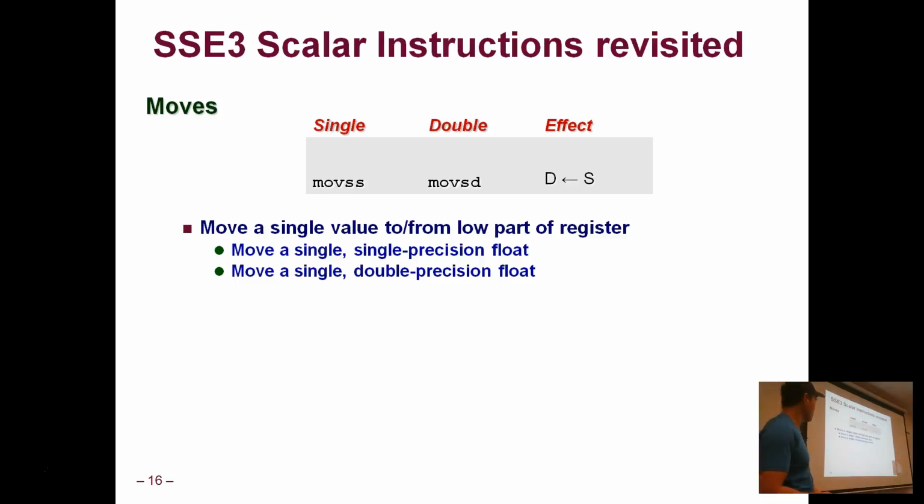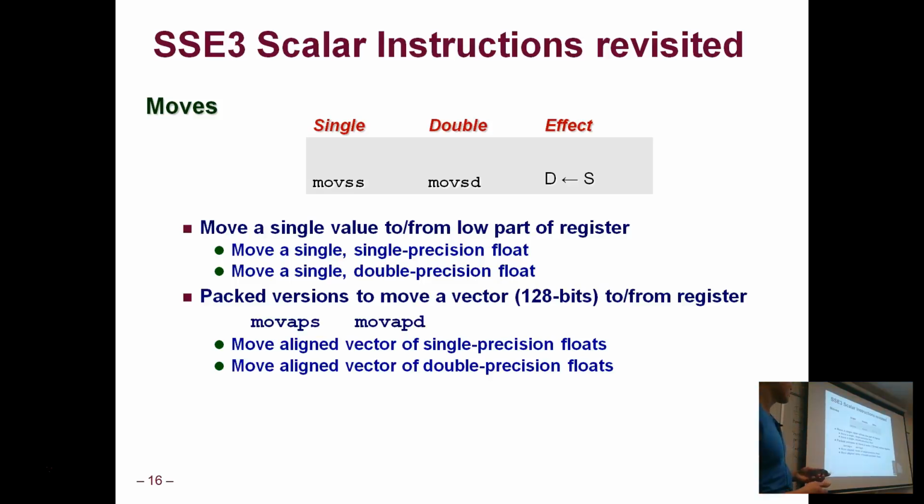Okay, so let's revisit these instructions for the vectorized versions. So MOVSS, scalar single precision, MOVSD, scalar double precision. The vectorized version of this is move aligned packed single precision, move aligned packed double precision, MOVAPS and MOVAPD. This says move a vector of 128 bits to and from a register and assume that these memory locations are aligned. And again, we talked about alignment in structs.